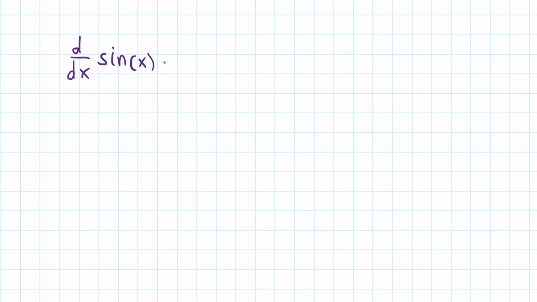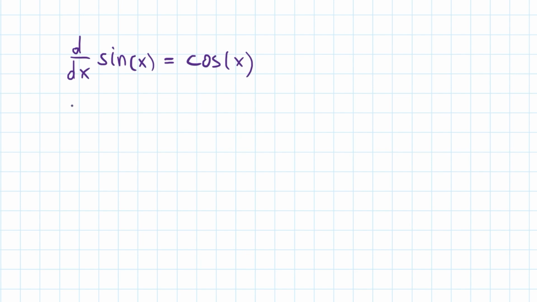We know what this thing says. It says that we want to find how the function sine of x changes when x changes, when we increase x. And we already know that it changes just like cosine of x. That cosine of x describes the change.